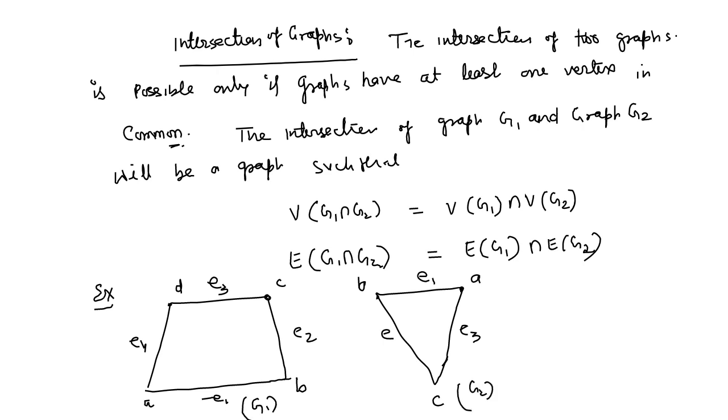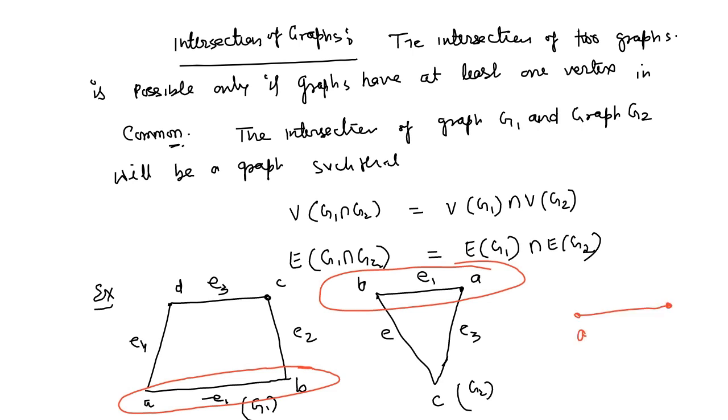So what is the intersection of both graphs? We see that there is only one pair of vertices common. Here this is AB having E1, and this is AB having E1. So the intersection of both graphs we write as AB E1. So this is G1 intersection G2. This is the intersection of graphs.